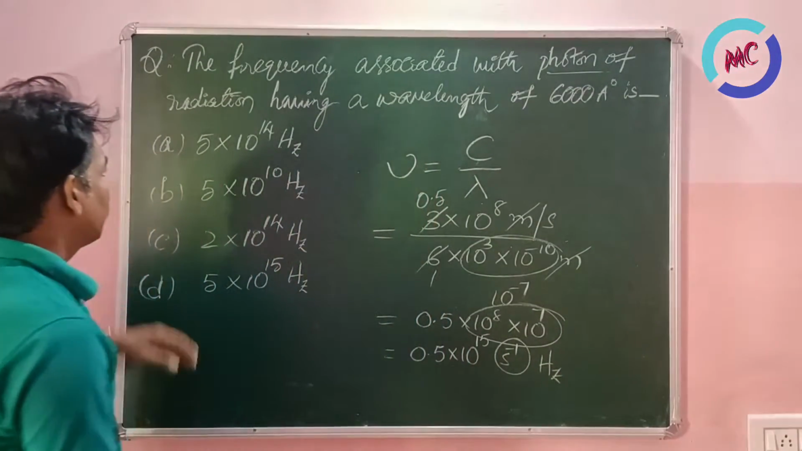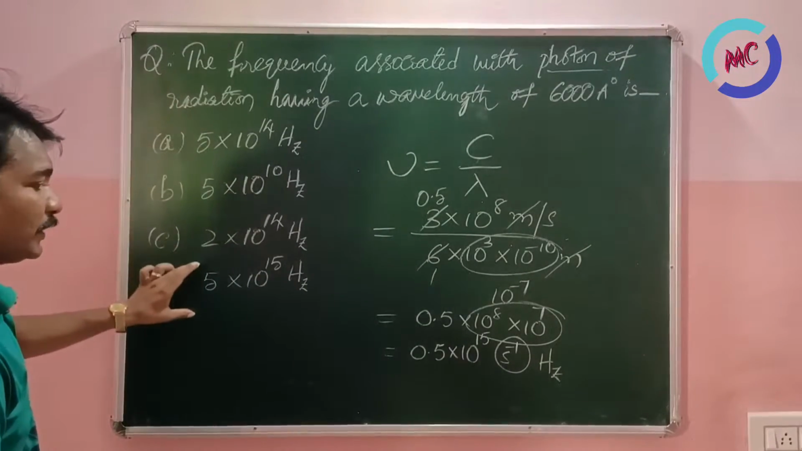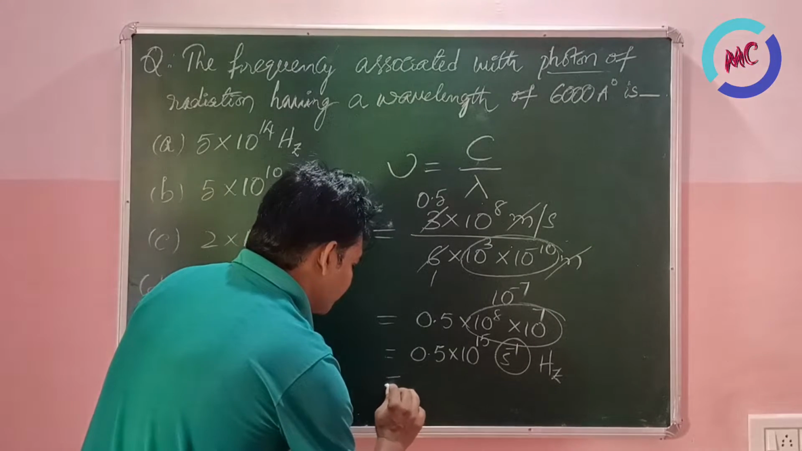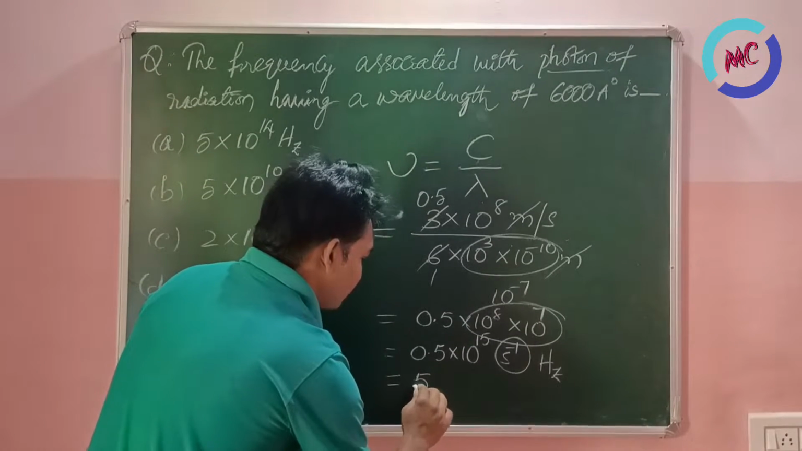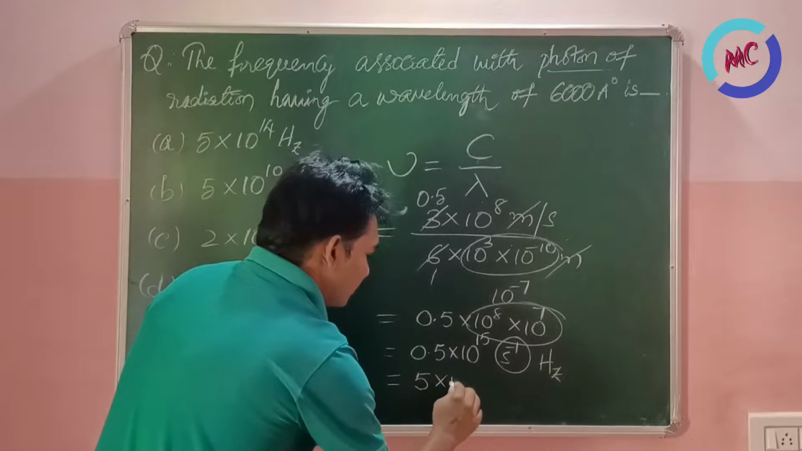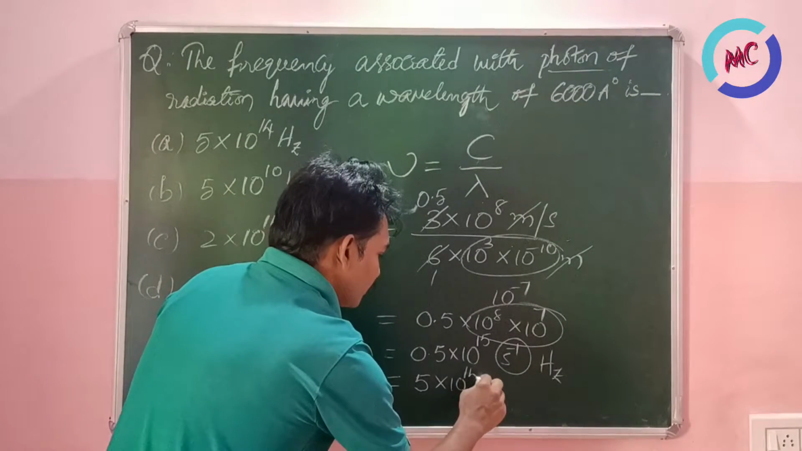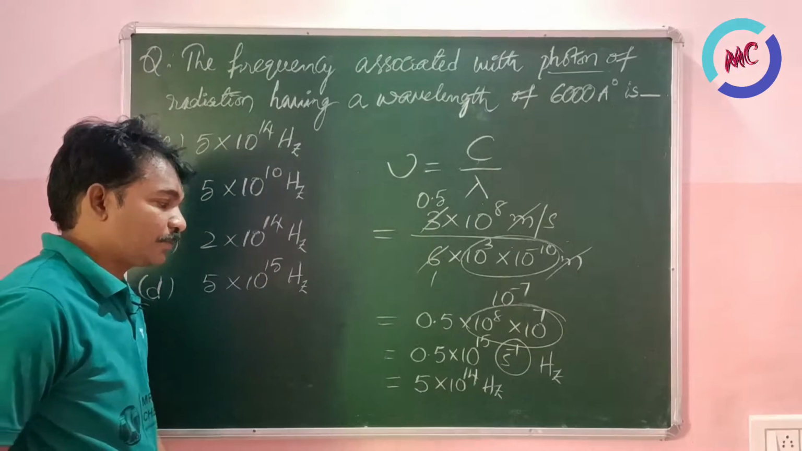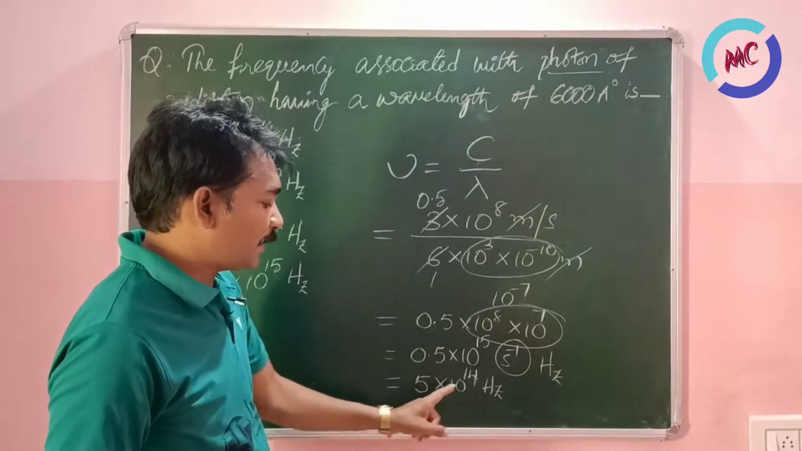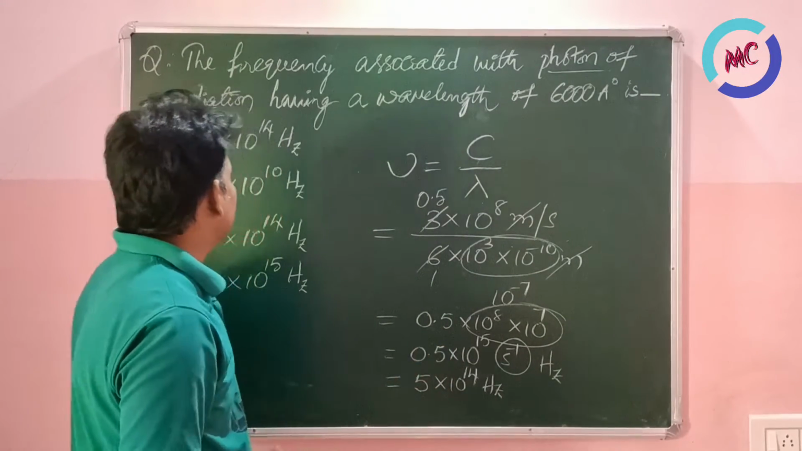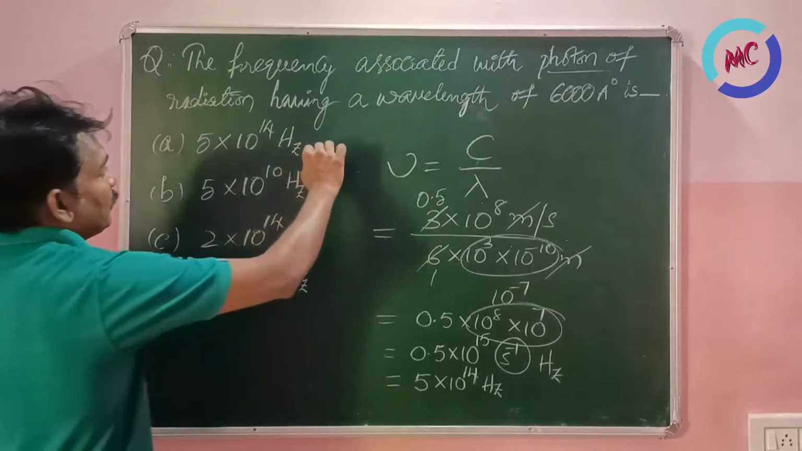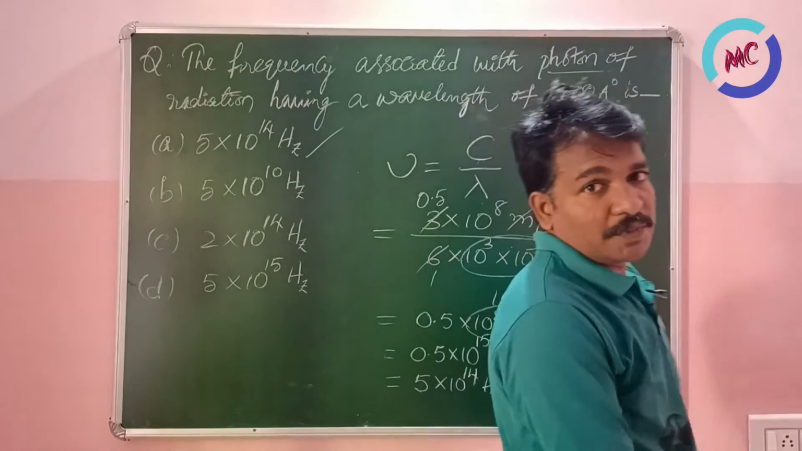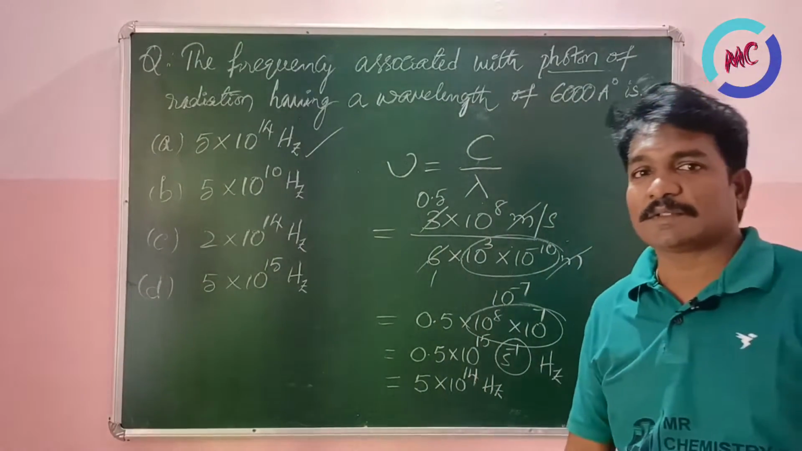Check the options. Okay, there is no 0.5 here. Then we have to convert that into multiples of 5. That is 5 into 10 to the power of 14 hertz. If you write in terms of multiples of 5, we will get 5 into 10 to the power of 14 hertz. Let us check the options. The first option itself is the correct answer. Please check this once, and we will move to the next one.